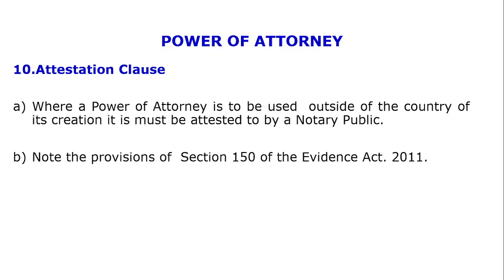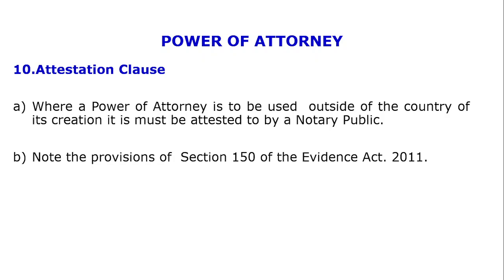So when it comes to power of attorney, what are the salient points to take note of when it comes to the attestation clause? The first is that where a power of attorney is to be used outside of the country of its creation, it must be attested to by a notary public. A notary public is generally accepted, right, all across. So you ensure that you use a notary public so that that document becomes valid, right, and acceptable for use in that other country. Of course, what if you don't follow that? The law says you should regularize that document by doing the right thing. When you regularize something, that means you do the right thing that you should have done.